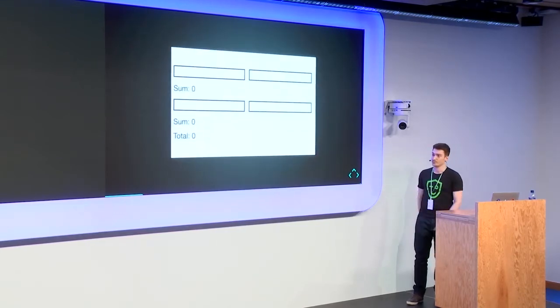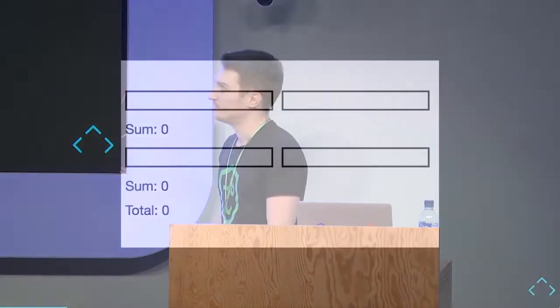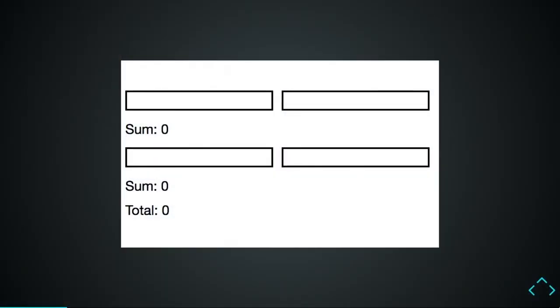So this is my experiment. Basically, this is an application where you can enter 4 inputs. The first 2 will show you the sum just below. The second 2 will show you the sum below as well. And then the total will be the first sum times the second sum. It's a Redux application, because we are used to using Redux.